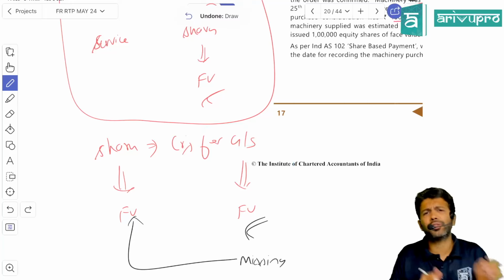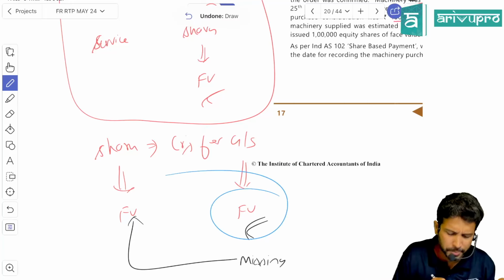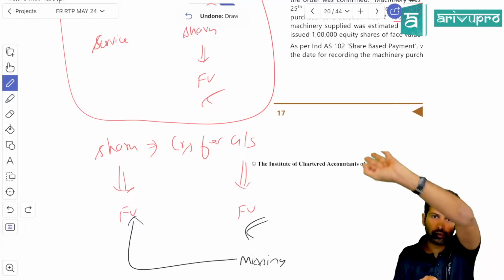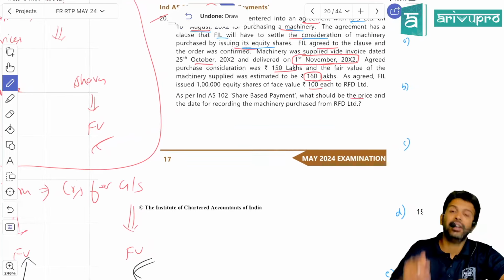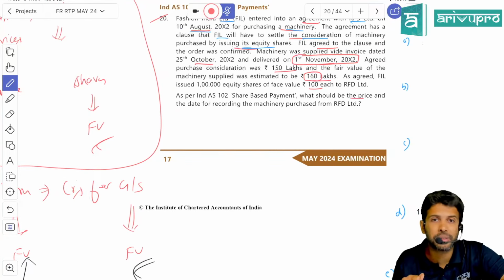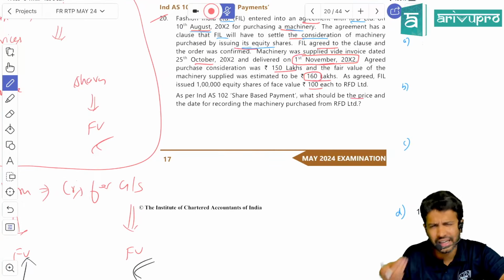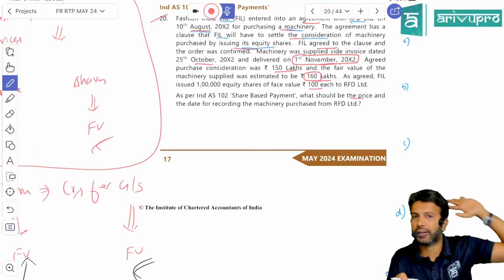It is very easy to find out the fair value of machinery. Hence, we will always prioritize what? Whenever shares are issued to a third party, we will always take the fair value of goods or service. Here we have to take the fair value of machinery. By chance, if they tell in the problem that the fair value of the machinery is not ascertainable, which is a rare case, but if they say so, then we will take the fair value of the shares.